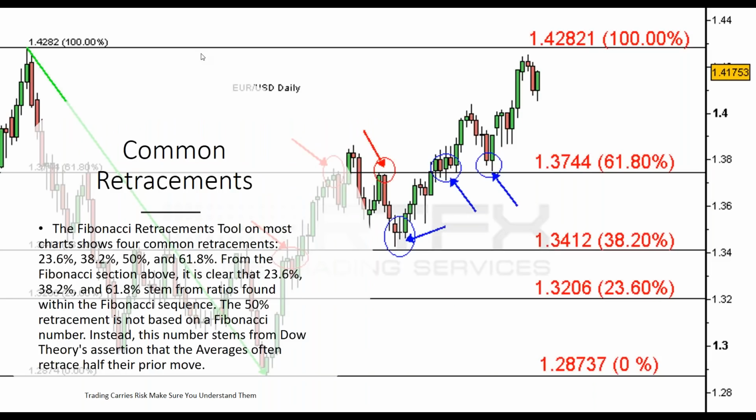The Fibonacci retracement tool on most charts shows at least 4 major areas. The 23.6 is also a common area, although forex traders and CFD traders pay very little attention to 23.6. Just like there are farther and smaller zones in between: 38.2, 50, and 61.8. From the Fibonacci section above, it is clear that 23.6, 38.2, 61.8 stem from the ratios found within the Fibonacci sequence. The 50% retracement level is not part of that sequence, but has been added in.